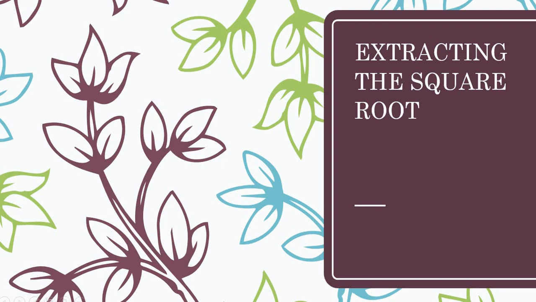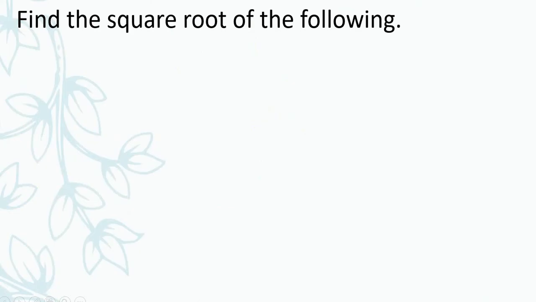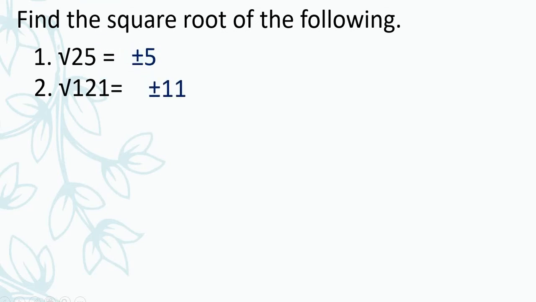Extracting the square root. Find the square root of the following. Number 1, square root of 25. Positive, negative 5. Number 2, square root of 121. Positive, negative 11.